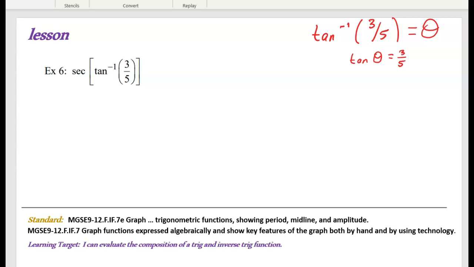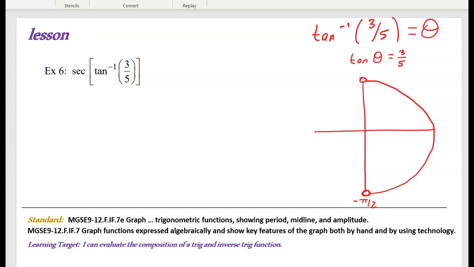So here's what I know. Tangent inverse lives between -π/2 and π/2. I don't know what theta is, but I know that it's between -π/2 and π/2. But I also know that this value is positive, so I have to be in the first quadrant. Remember, tangent is only positive in the first or the third quadrant. The third quadrant doesn't come into play with the inverse function.